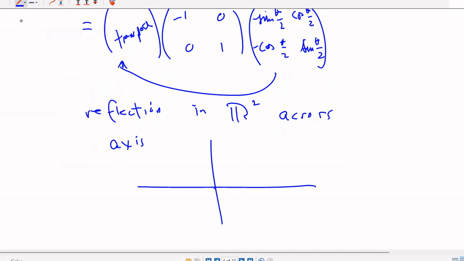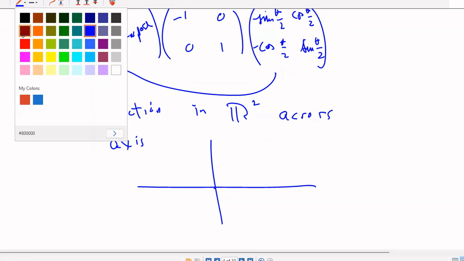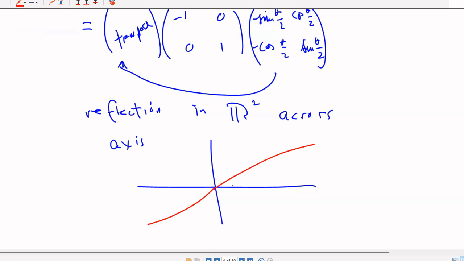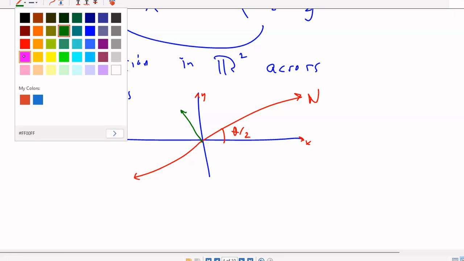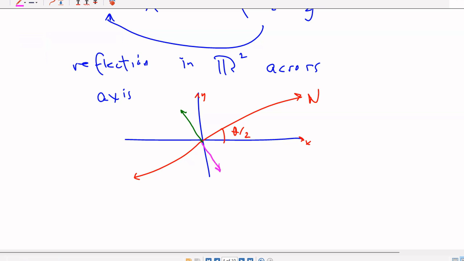If you unpack this, and we'll do this in more detail next time, I just wanted to do a preview. So we're doing a reflection across this axis, and this axis is at theta over 2 from the x-axis. So you're taking a vector like this and reflecting it across this fixed axis to a new vector over here. So v goes to a reflected vector.